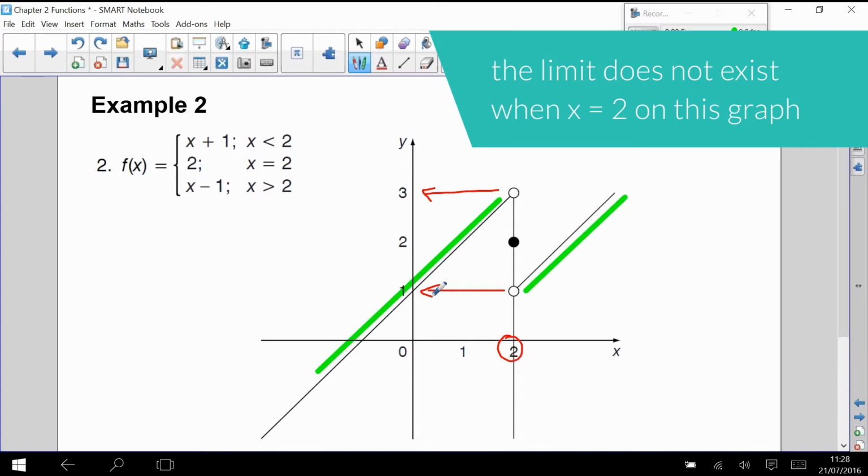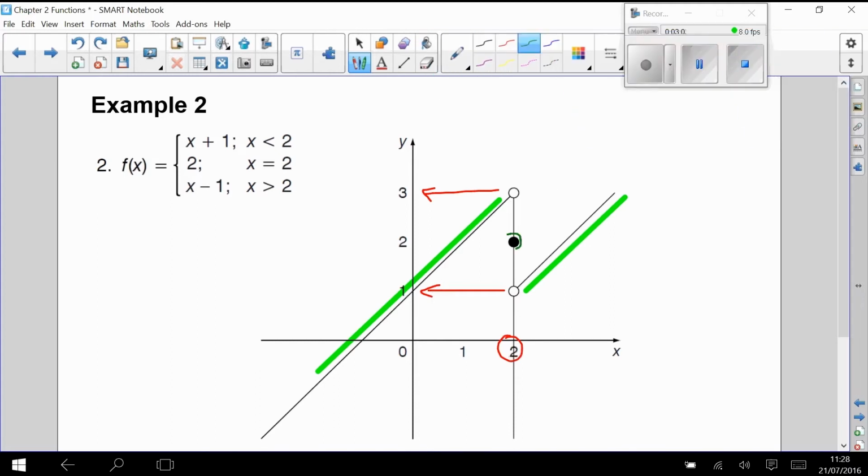The point f of 2 does exist, and that has been clearly indicated with this point over here. But as the graph from the left and the right do not reach that height, although f of 2 exists, my graph has a discontinuity, and so there is a jump in the way that it tends from the left and the right.